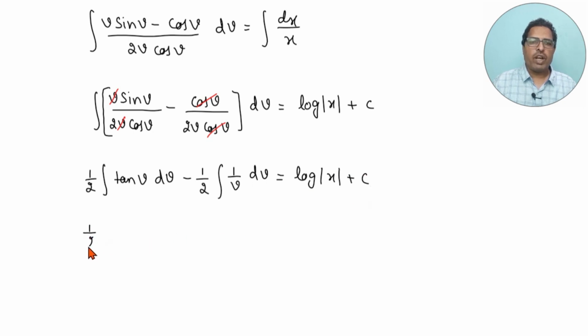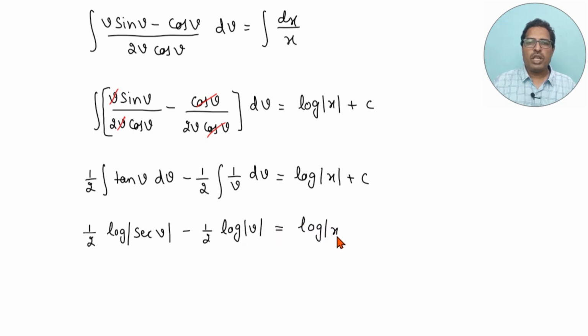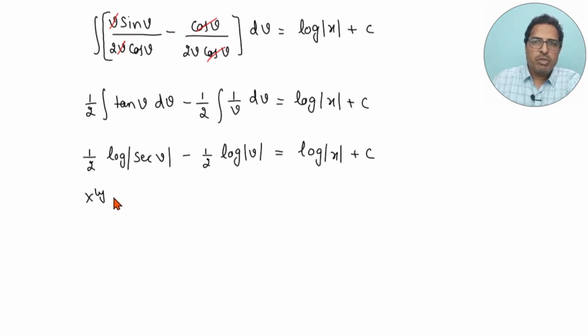So it is half times of, what is integral of tan v? Integral of tan v is nothing but log of mod secant of v, minus half times of, it is 1 by v into dv. So it is of the form integral of dx by x, which will be log of x form. Therefore it is log of mod v, that will be equals to log of mod x plus the constant c.